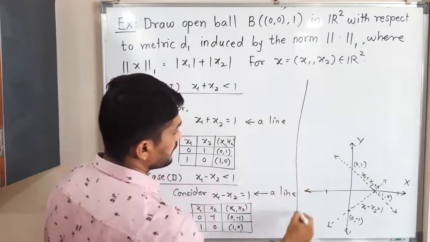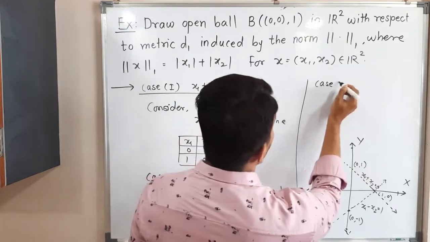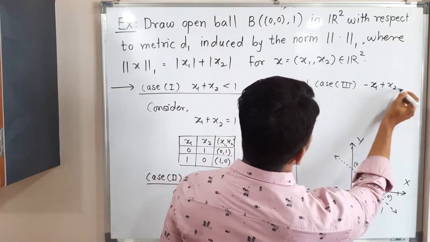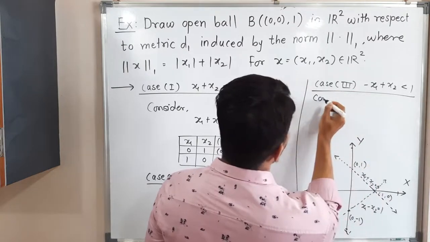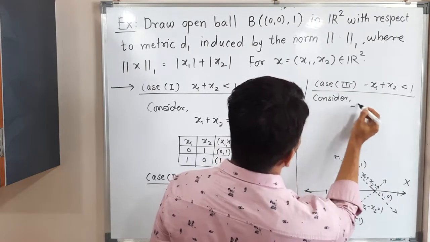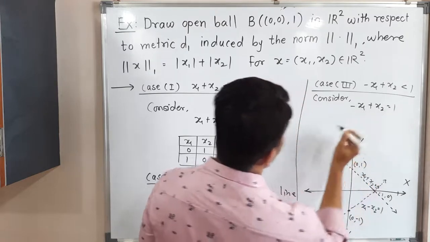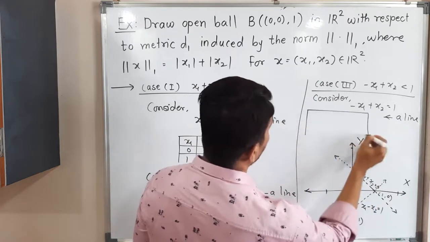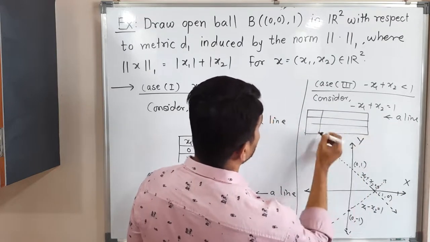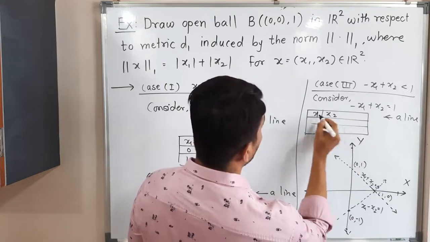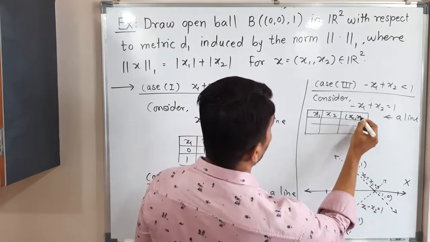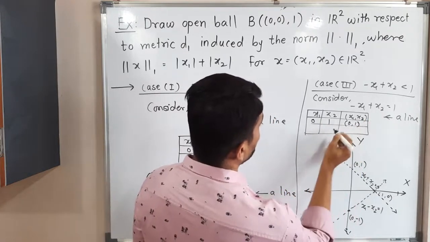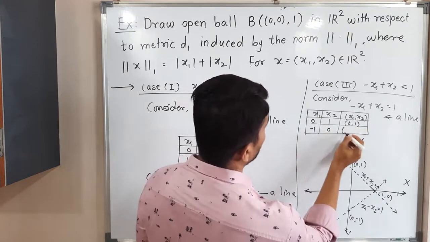We have to consider the third case now. Case number 3, what was our third case? I think it was minus x1 plus x2 less than 1. Let us repeat the same procedure. We consider equality: minus x1 plus x2 is equal to 1. It represents a line. So how to draw a line? We have to draw a table like this. First is x1, next is x2, and the last one will be (x1, x2). First I put 0 here, x2 will be 1, so (0, 1). If I put x2 is equal to 0, x1 will be minus 1, so (-1, 0).